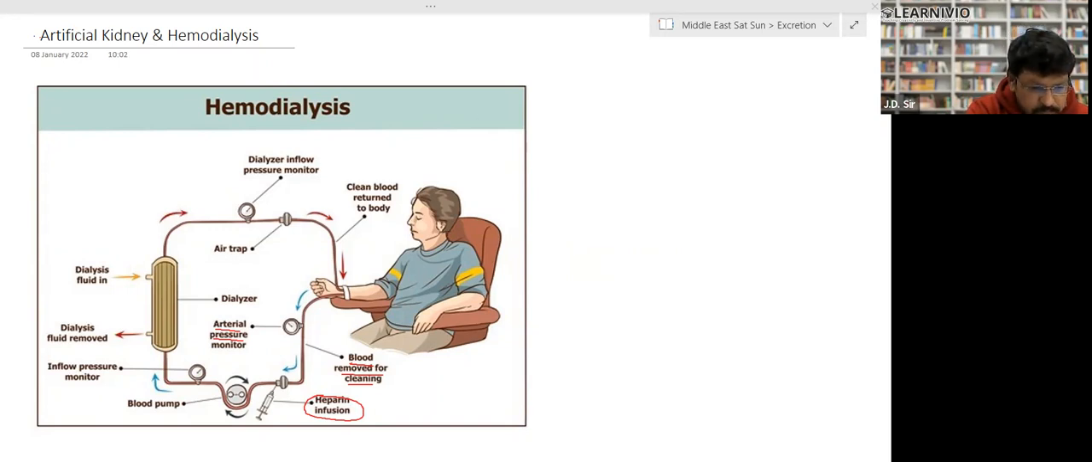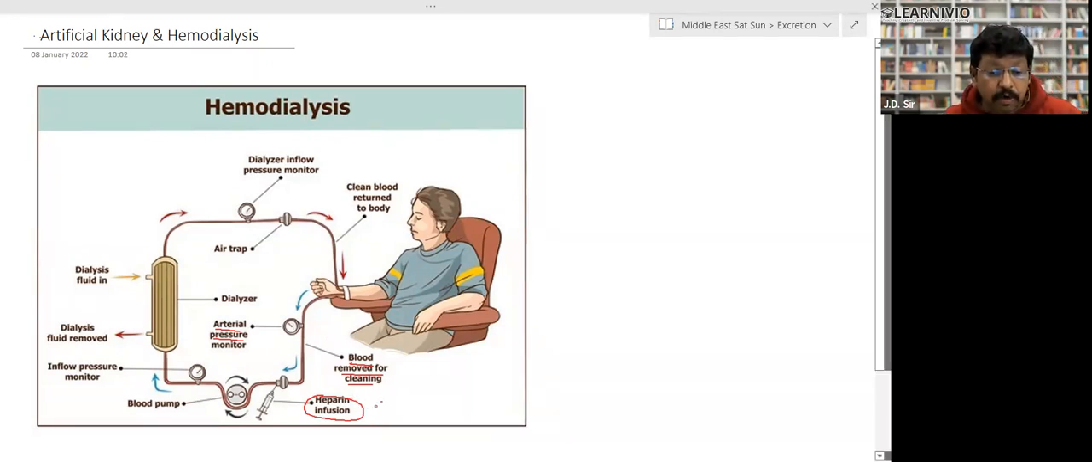Fine. Okay. So here we infuse heparin. What is heparin? Heparin is actually an anti-clotting agent. It does not allow blood to clot inside our body. Again, this motor is pumping in. This is the inflow pressure monitor, right?